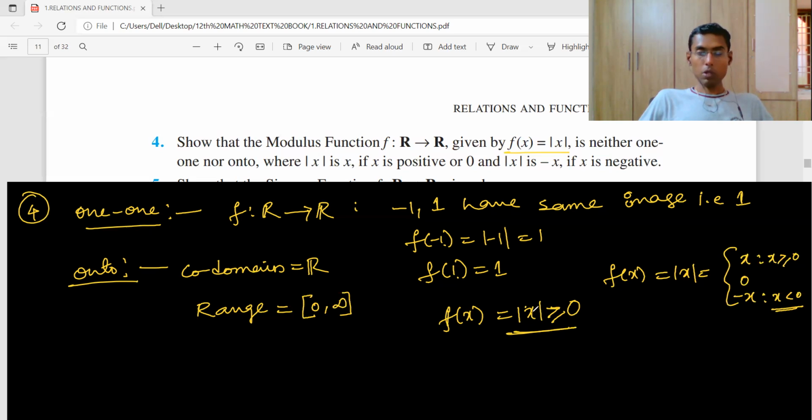So understand, x is a real number and mod x is a positive real number. That's it. Okay. Yes, sir. Got it.